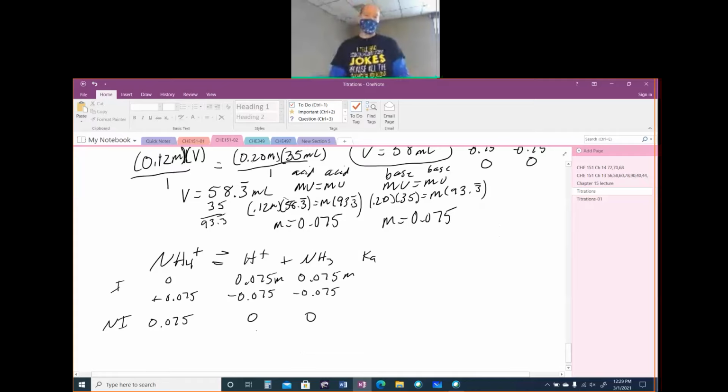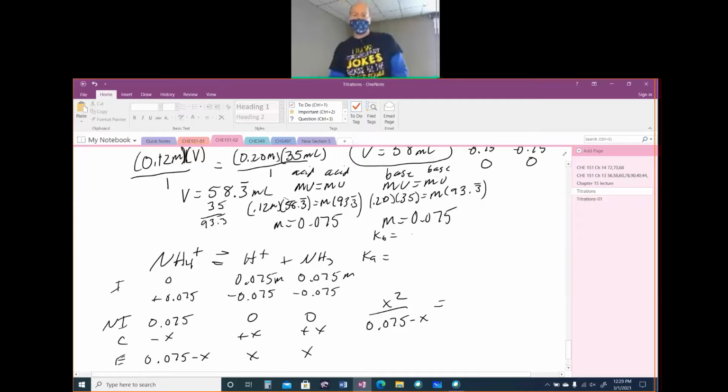Now we have something on the right that is 0, or both things on the right. So now we have minus x plus x plus x. That then at equilibrium is 0.075 minus x, x, and x. And so we have x squared over 0.075 minus x is equal to the Ka. Well, Ka was not given. Kb was given. I think we already calculated that. So the Kb for NH3 is 1.8 times 10 to the minus 5.